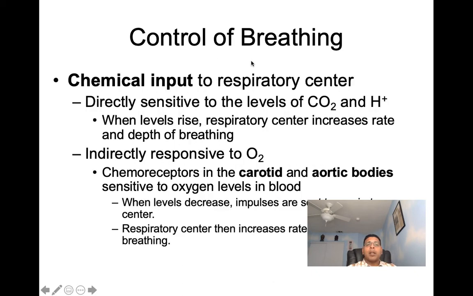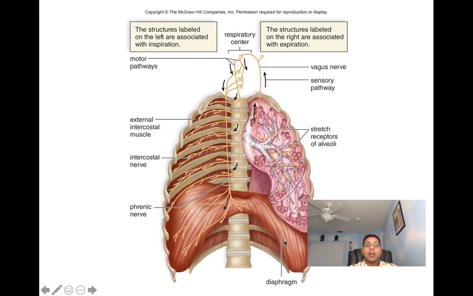Let's look at the control of breathing thanks to the chemical input to our respiratory center. The chemical center is directly and indirectly responsive to certain chemicals. First, it's directly sensitive to the levels of carbon dioxide and hydrogen ions. When levels rise, the respiratory center is going to increase the rate and the depth of breathing. Now, it's indirectly responsive to oxygen. Here we'll see chemoreceptors that are found in the carotid and the aortic bodies. They're sensitive to oxygen levels in the blood. When the levels decrease, impulses are going to be sent to the respiratory center. The respiratory center then increases the rate and the depth of breathing.